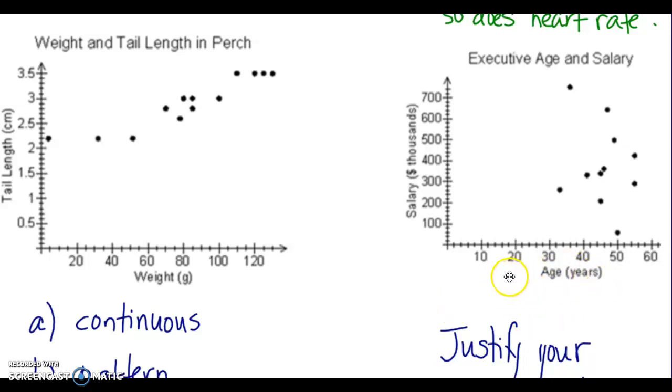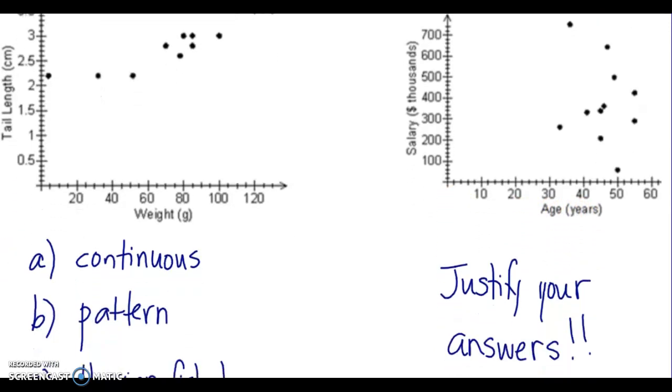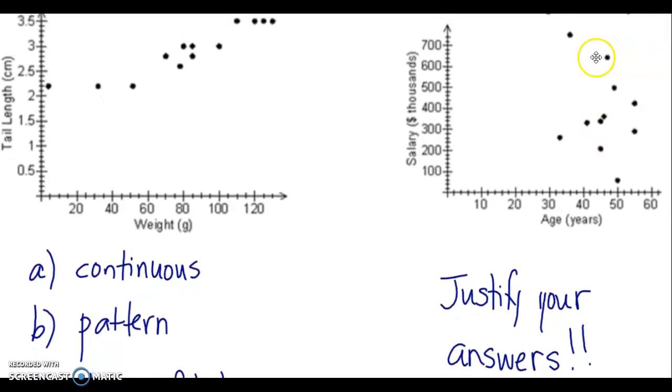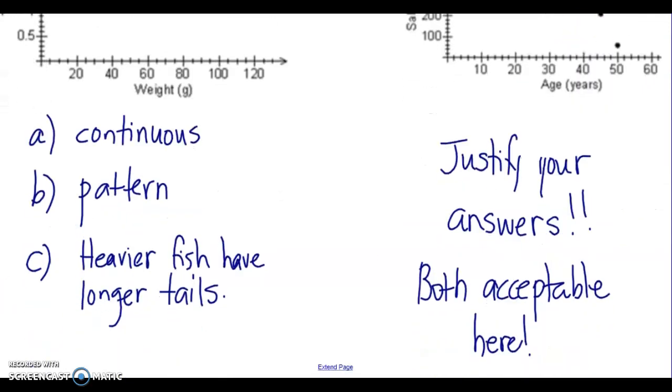I can say potentially that I am 20.5 years, and you could also argue, well, you're either 20 or 21. So as long as you justify your answer here, you can call this discrete or continuous. I would accept both answers. Do I see a pattern here? I do not. If I try to draw a line showing how these points are moving, there is no pattern there.